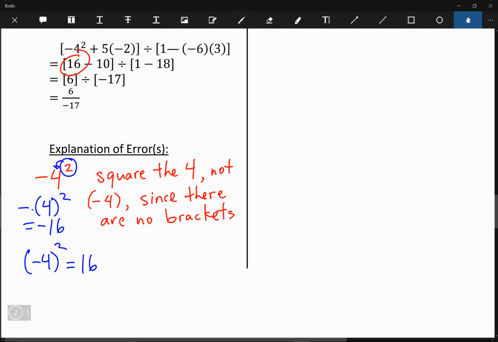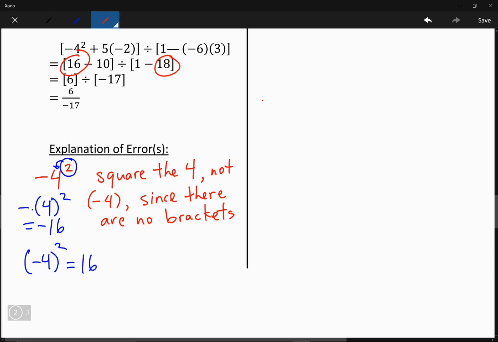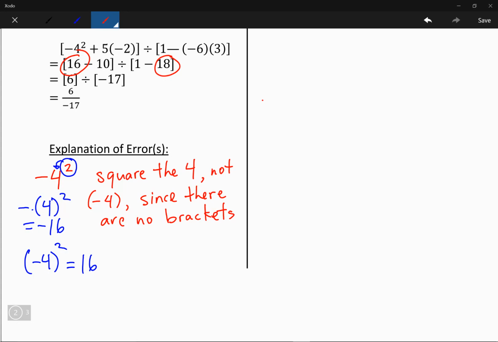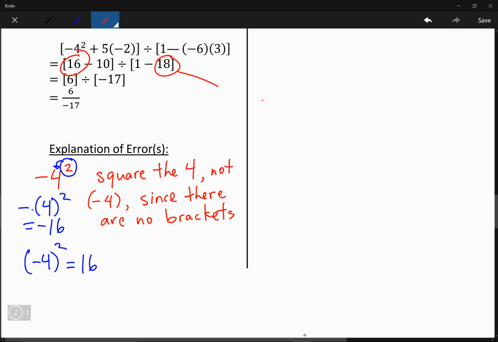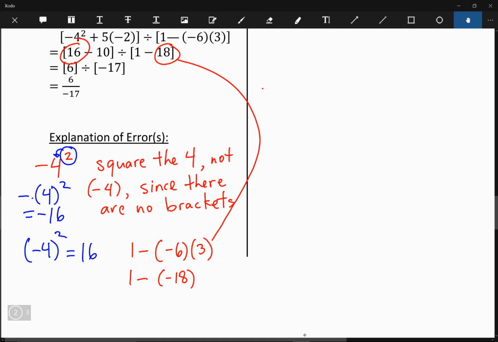Okay. The other mistake, you might notice this too, is from the 18. Okay, they forgot another negative sign there. So let's just look at the math for that for a minute. So here we have 1 minus negative 6 times 3. And when you do that math, it's supposed to be 1 minus negative 6 times 3 is negative 18. So they forgot a negative. So let's write here that they forgot a negative.